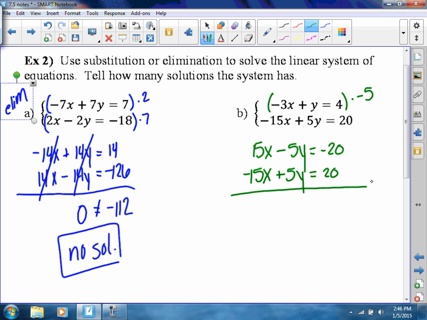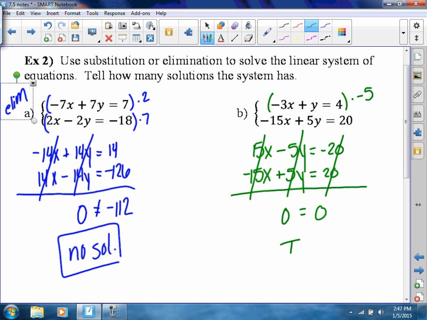Oh, now what do you notice? These were multiples of each other. Okay, I have 15 and 15x. I have 5 and 5 for the y's. I have 20 and 20. And one is positive and one is negative for all of them. So that means I get 0 equals 0. Is that true? Does 0 equal 0? Yeah, that's a true statement.